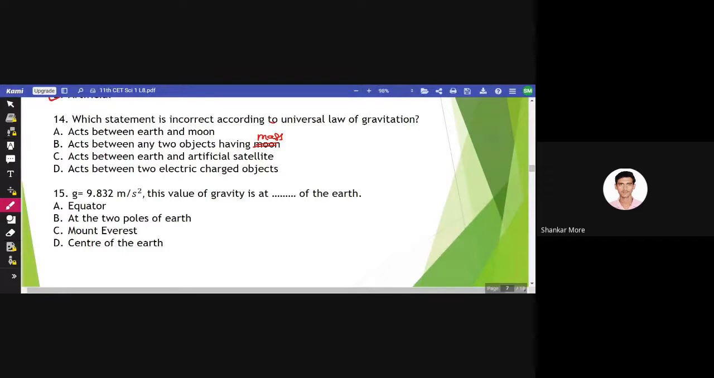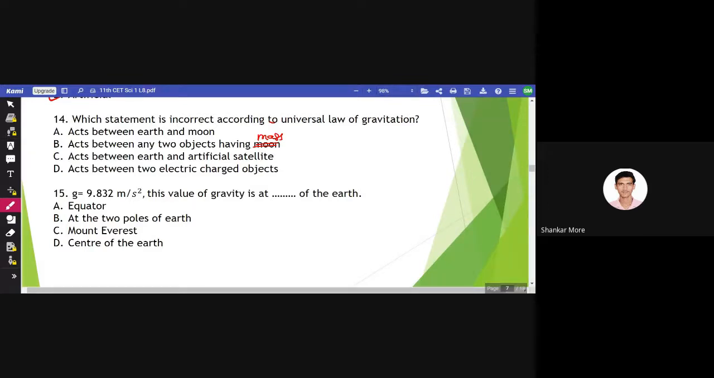Alright, so g is equal to 9.832 meter per second square. This value of gravity is dash dash, is at dash dash of the earth. So it's quite a tricky question. One student has given the answer, that is equator, and all of you are following it. Now Manan gives a different answer, that is center of earth. Is it? Students, think about it and then give the answer. It is quite a tricky question, you know.